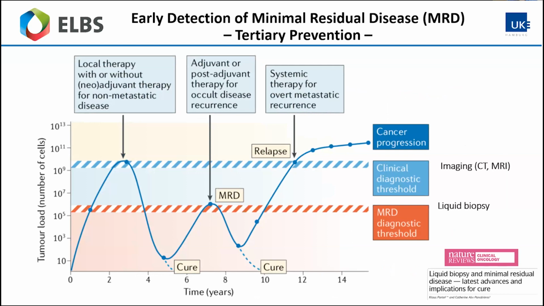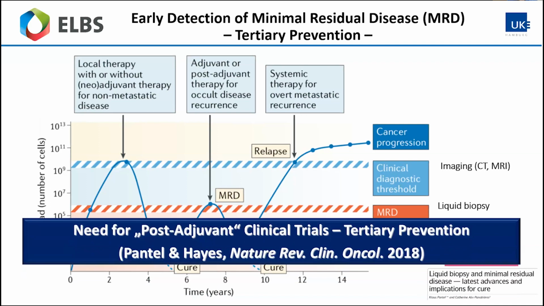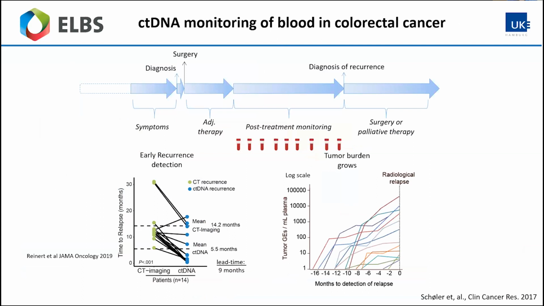With ctDNA, we can, for example, detect cancer. We can follow up patients after the initial therapy when the tumor load goes down. But we all know that there might be a residual tumor load, and that can probably be detected at much higher sensitivities than imaging can do today. And that offers a unique opportunity for a totally new field of clinical trials that we called post-adjuvant clinical trials a few years ago with Dan Hayes when he was ASCO president. And there are really very nice studies going on.